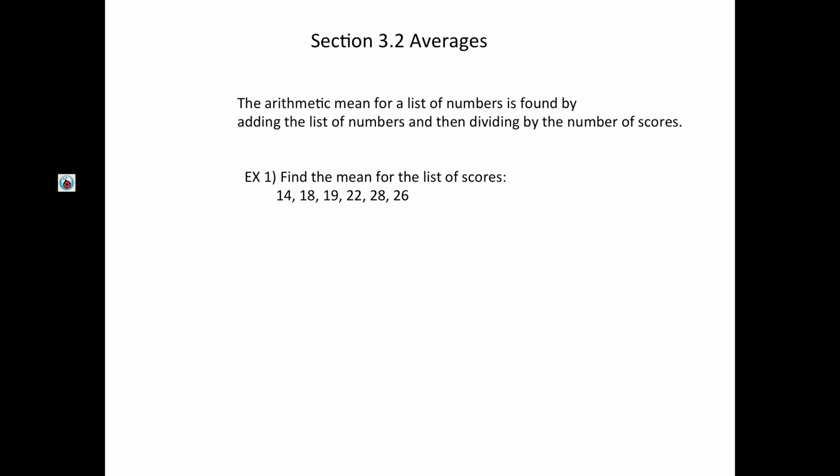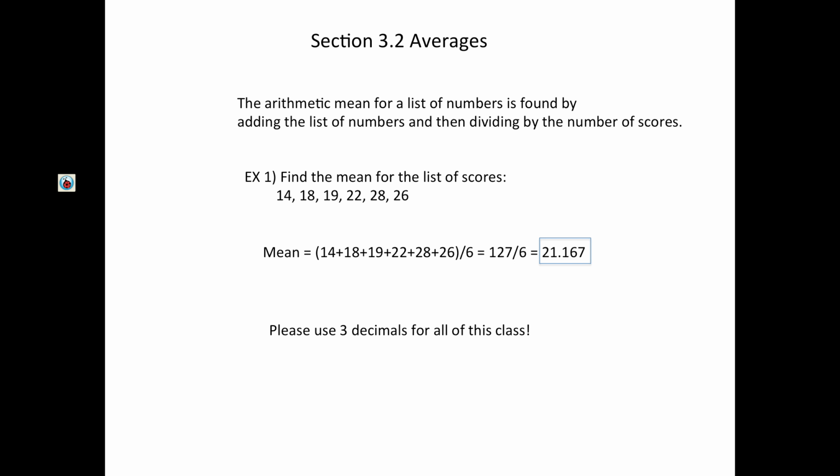So for example, find the mean for this list of scores. So we've got 1, 2, 3, 4, 5, 6 numbers. So we just need to add them up and then divide by 6. So it's going to be 127 divided by 6, or the mean is 21.167. Oh, throughout this class, please use 3 decimals.